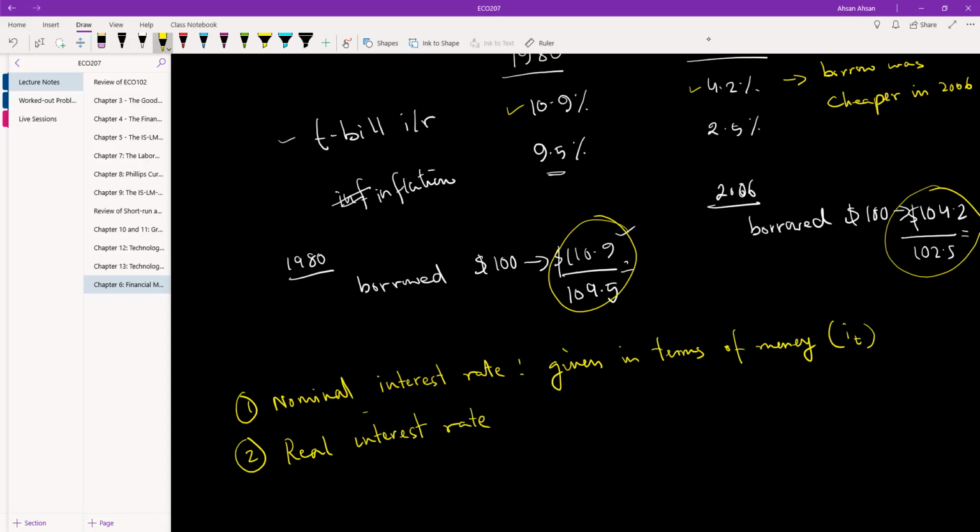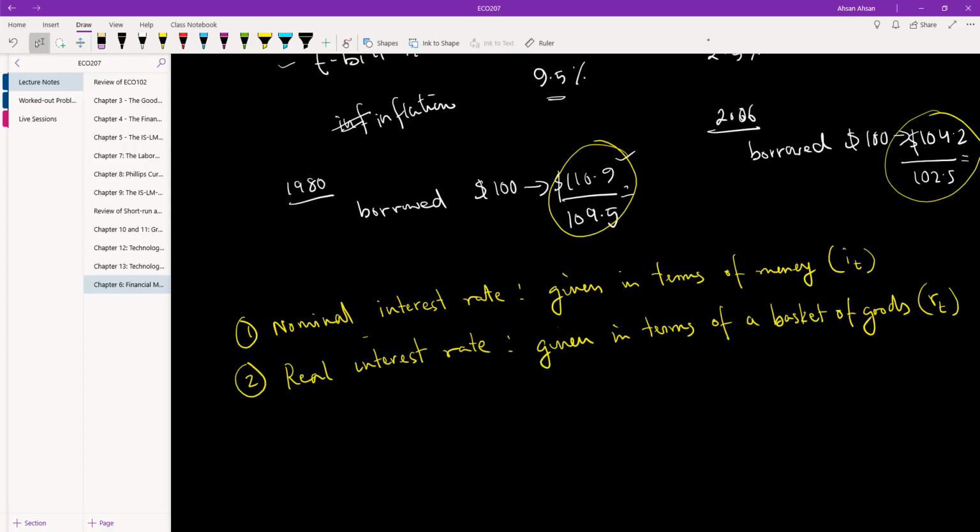And you all know the difference between nominal and real. Real is just interest rate that's adjusted for inflation. So this is given in terms of a basket of goods. And of course, if you guys have done Eco 102, you know what a basket of goods is. We'll denote it with RT.